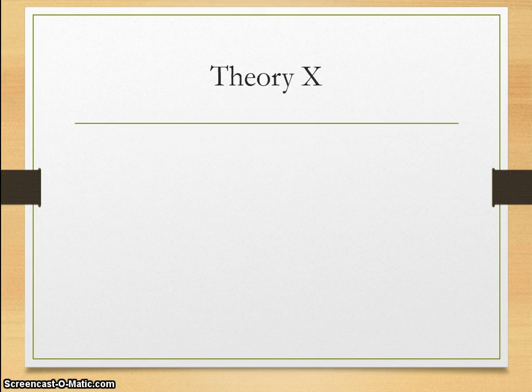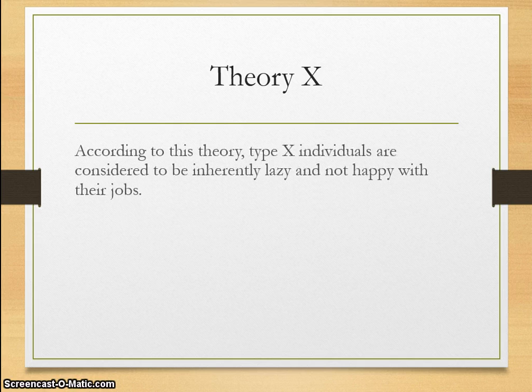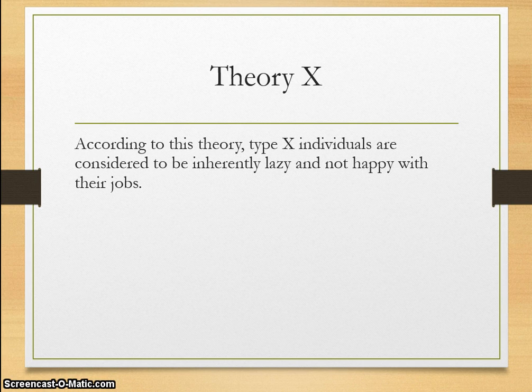Now the last 2 types that you need to know, these are theories. And what you've got to remember with Theory X and Theory Y is that it's not about what the employees are actually like, it's about what the manager thinks they are like. So Theory X managers believe that individuals are generally lazy and they don't like working. So if you're a manager and you are Theory X, you call your employees Type X. So Type X employees, you basically think everyone's lazy and they don't want to work.